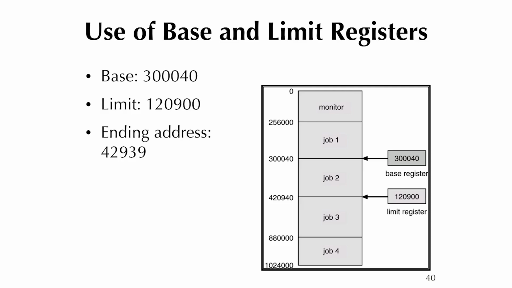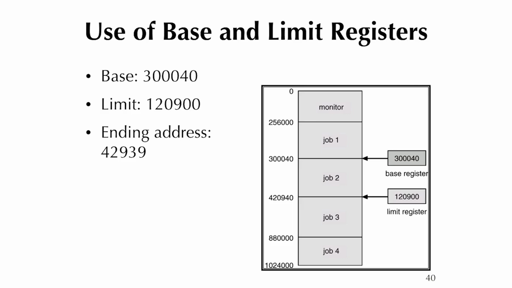Suppose job 2 is executing, and one way to do memory protection is you have a start address, which is the base address, right? Address 300040, presumably in hex. And then limit is how many bytes. So the end address is 300040 plus 120900, and that gives you 420940. That's the end address. So any address within the range between 300040 and 420940 is allowed, access normally.